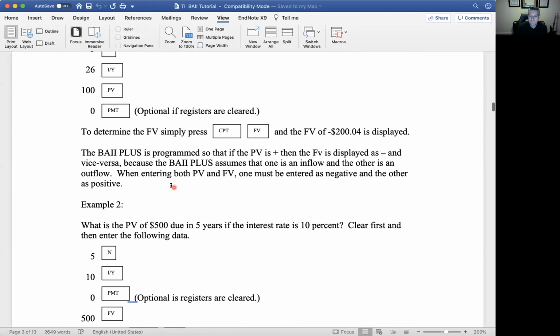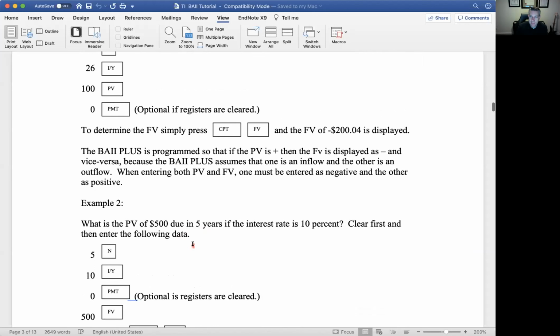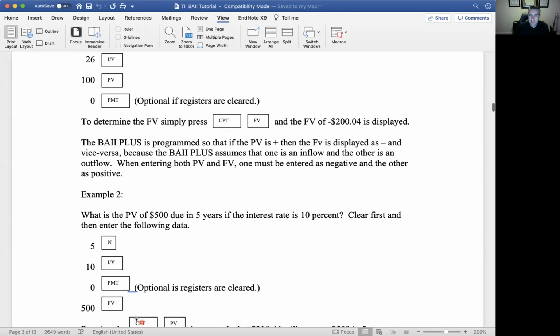Now let's start entering in what we know. We know N is equal to 5 because of 5 years. N is the time period. The interest rate, I, is 10. We don't have to put anything in payment. You can leave that blank if you've cleared your register. And then enter 500 and hit FV for future value. Now you need to hit compute and PV. And what did you guys get?